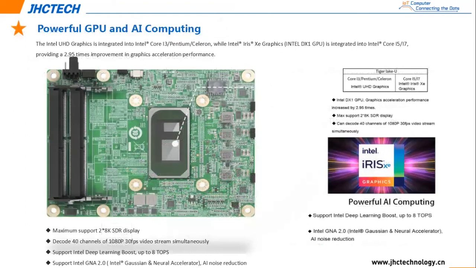Next is the powerful GPU and AI computing. Tiger Lake U Core i3 and Celeron come with the Intel UHD graphics, and the Core i5, i7 with the Intel Iris Xe graphics, supporting Intel deep learning technology. It can reach up to 8 TOPS. So the CPU already has powerful AI computing technology.